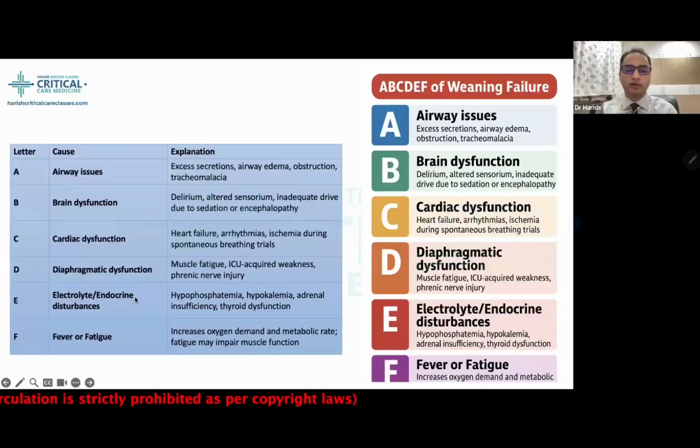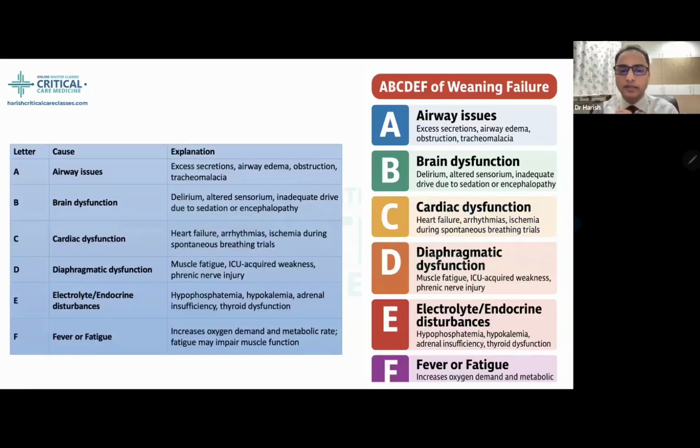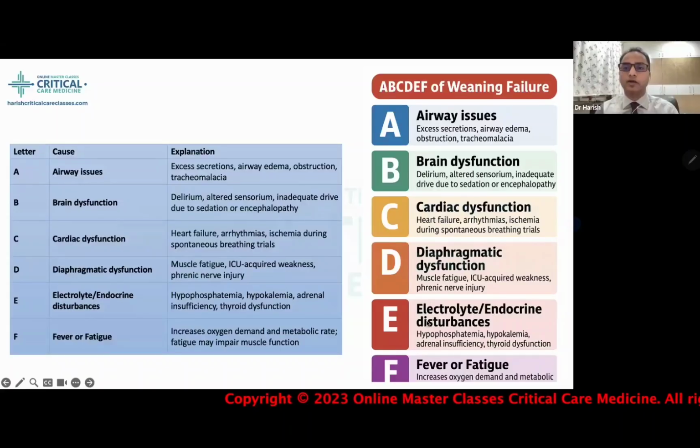Electrolyte and endocrine disturbances: hypophosphatemia will lead to respiratory muscle weakness, as will hypokalemia, adrenal insufficiency, and thyroid dysfunction. You need to evaluate these when the patient is failing repeated attempts of weaning. Fever and fatigue increase the oxygen demand and metabolic rate, and fatigue may impair muscle function. This is just for completion's sake, you can remember the A, B, C, D, E, F of the reasons for weaning failure.